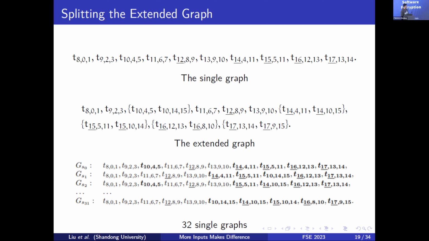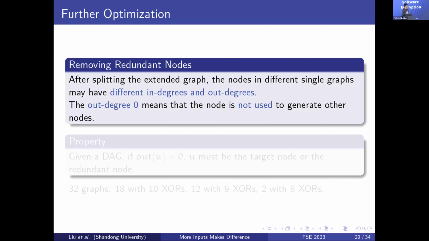We can see the example in GS0, the node 7 is the sum of node 13 and node 14. And in GS31, the node 7 is the sum of node 9 and node 15. It's different. And using our method in our example, we can generate 32 single graphs based on the extended graph. And next, we need to do some further optimization.